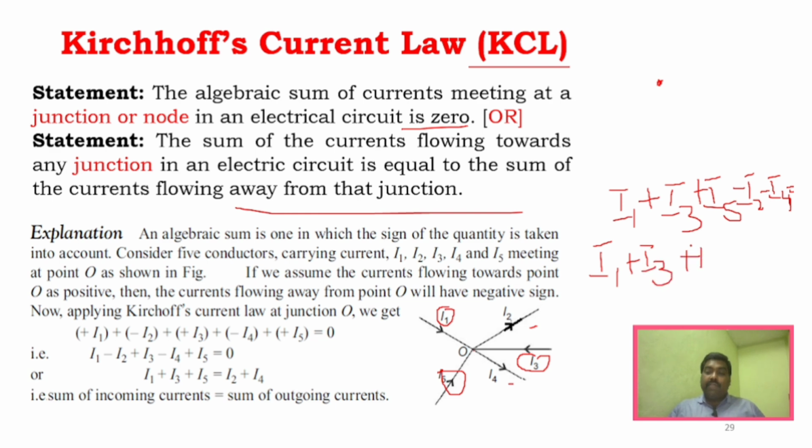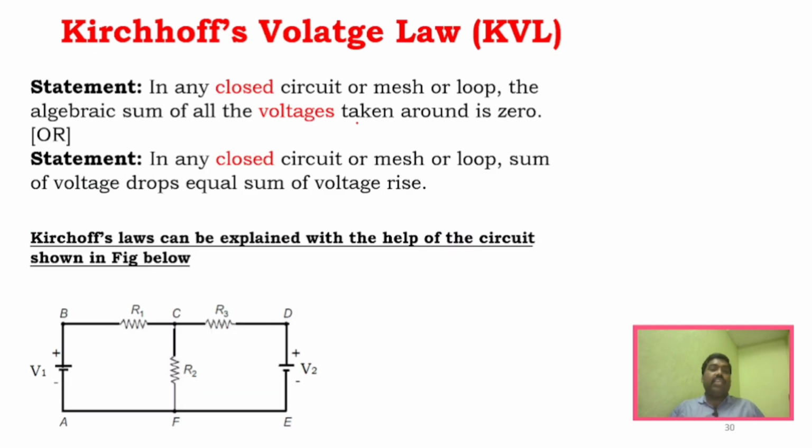So we can reform it in simplified form as I1 plus I3 plus I5 equal to I2 plus I4. Which means current entering the node is equal to the current leaving the node. Right? So that is, sum of incoming currents is equal to sum of outgoing currents. Right? This is Kirchhoff's current law. And we'll see what is Kirchhoff's voltage law. Kirchhoff's voltage law can be mentioned as KVL in short form.